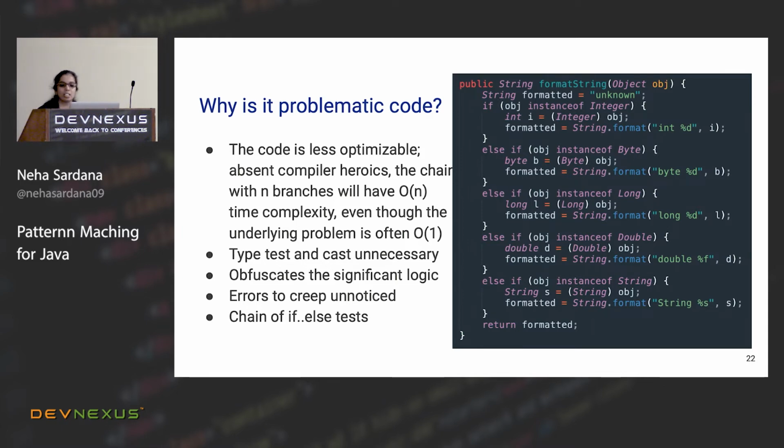Thank you. So here we have a lot of code, but all we are trying to do is string.format. We are trying to format a string from an object. So the code, first of all, is less optimizable. If your compiler is not smart enough, you have n branches, so you have O(n) complexity, even though your underlying problem is just O(1), which is string.format. You're doing type tests and casting, and you're hiding your significant business logic, which is where errors will come in, and that's why your bugs will come in.